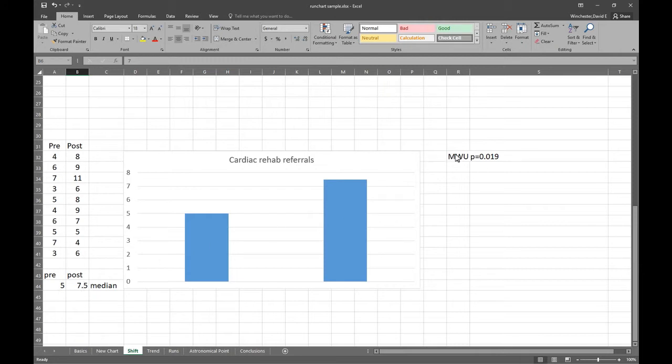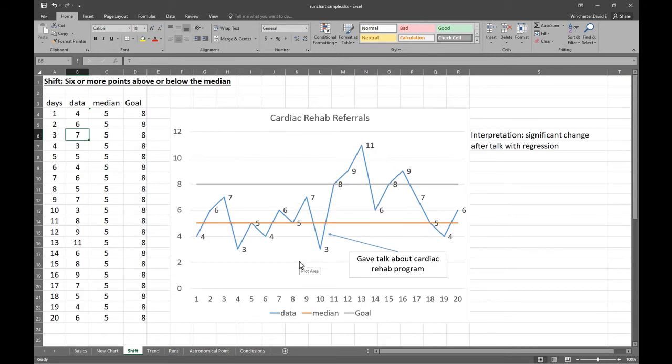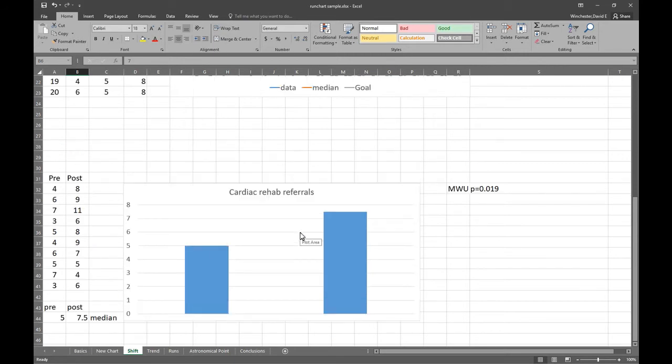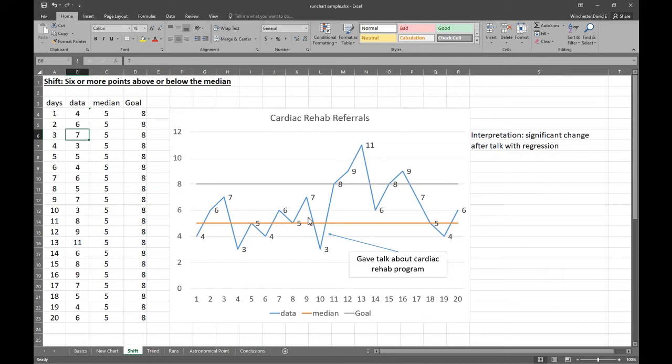If we compare these with a Mann-Whitney U comparison of medians test, we get a significant p-value of 0.019. So we would say, hey, congratulations, pat ourselves on the back, our talk increased the number of referrals. But the problem is that in analyzing your data in this fashion, you lose the fact that towards the tail end you had this regression. So this is an example of how run charts can give you incredible depth and a much better understanding of what's going on with your processes as compared to simple pre-post testing.